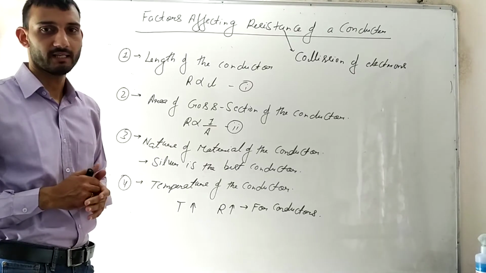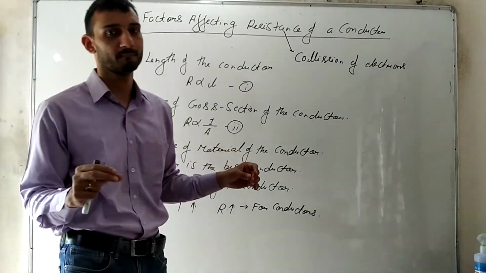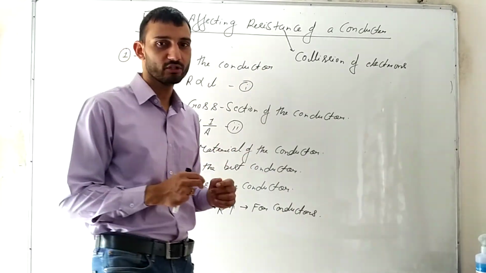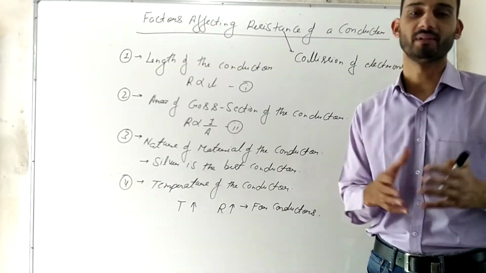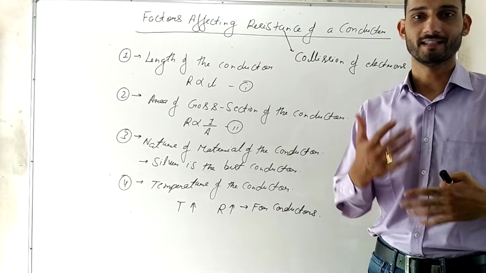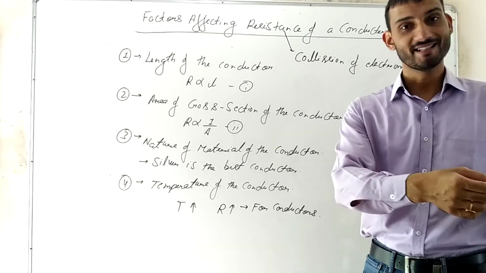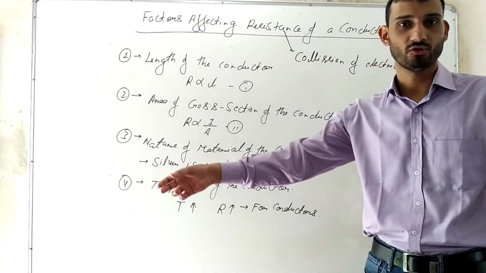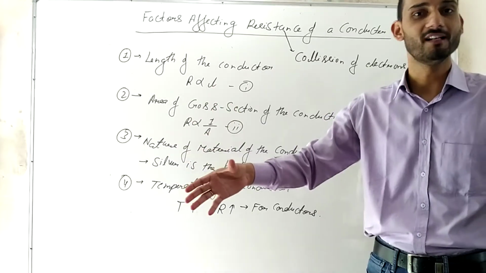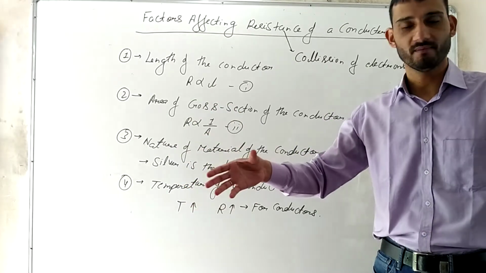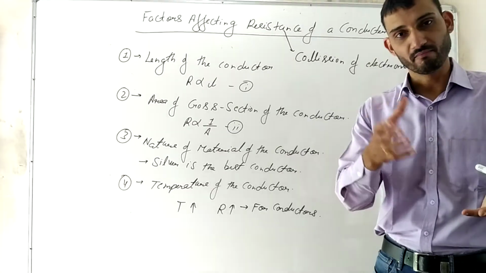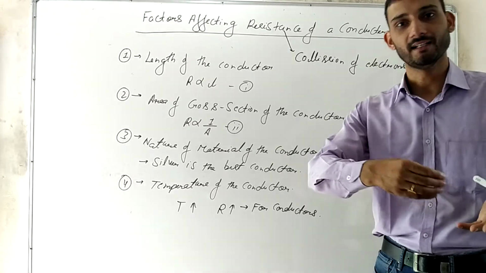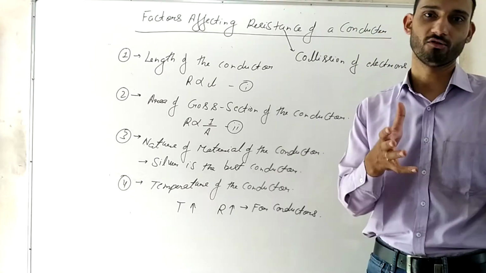So what do you think? If we increase the length of the conductor, are electrons going to collide more often or less often? What will happen? The answer is very simple. As you increase the length of the path through which the electrons have to travel, the collision of the electrons will be more. It means they will get a lengthy path to collide.